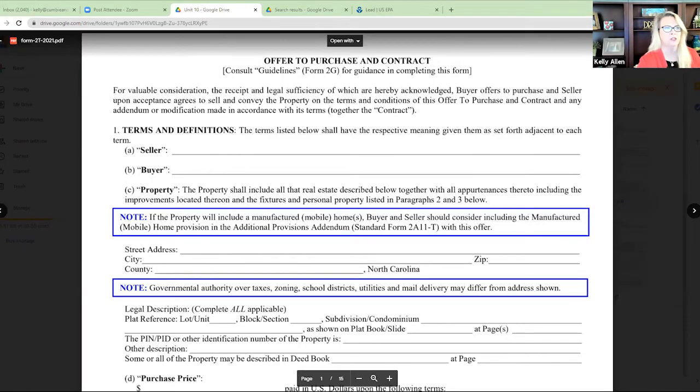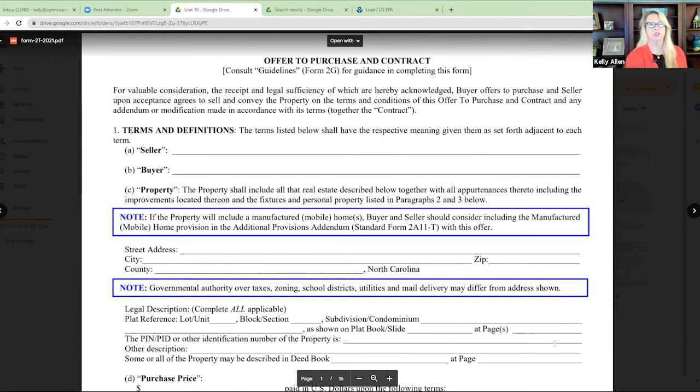All right, and welcome back. Let's go ahead and start from where we love to start, from the beginning. Here in front of you, as soon as I share my screen, will be an image of the most recent North Carolina offer to purchase and contract Form 2T. Now, what you see in front of you is called the guidelines form, and we are going to be reading the directives and so forth as we go through the form.